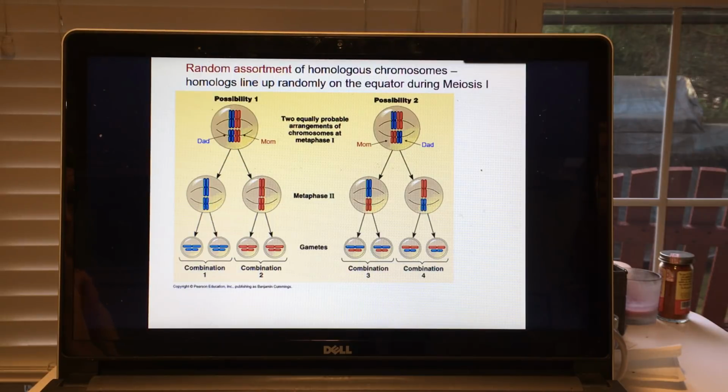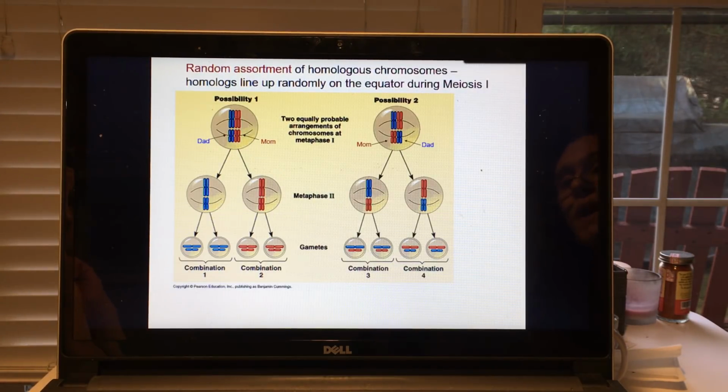Now, this is a dramatically simplified diagram compared to how this would be in humans, but it would be very visually confusing for us to have 23 pairs of chromosomes. But the lining up of the chromosomes along the equator during metaphase 1 is random. Now, not completely random because the homologous pairs still have to line up, but which chromosome ends up on which side can be random.